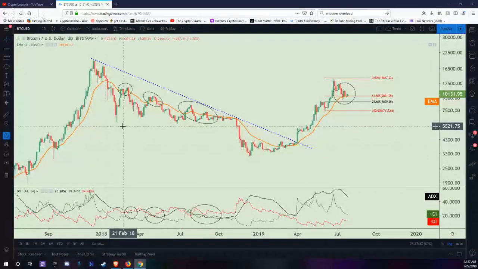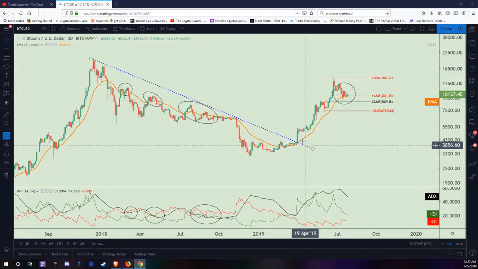Let's see. Bitcoin versus the dollar 3-day. I got the Bitstamp chart. The blue line here is a trend line, just a bearish trend line that was broken at this point. I got the ADX down here. The black line is the ADX. The red line is the negative directional index. The green line is the positive directional index.